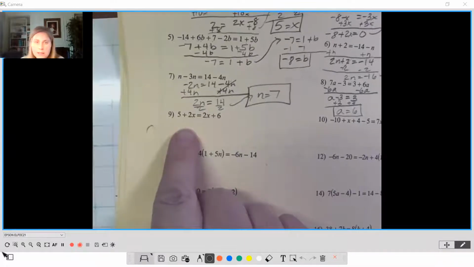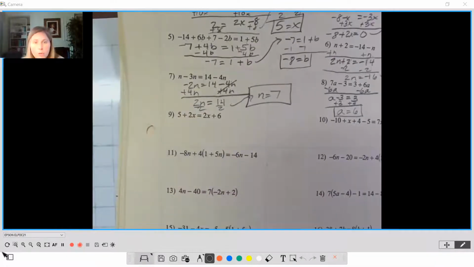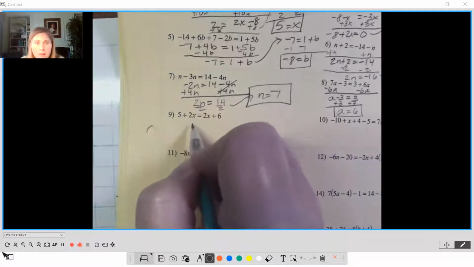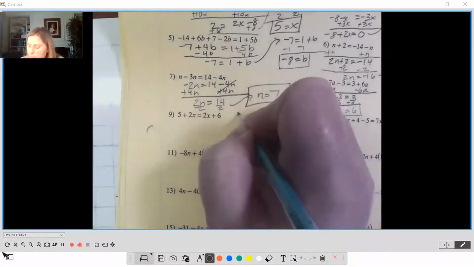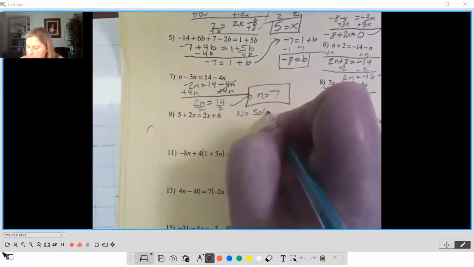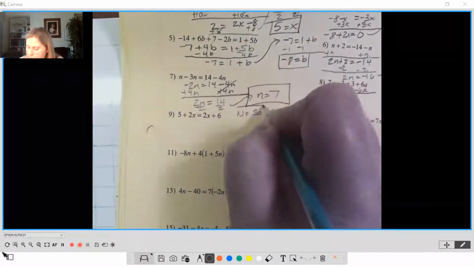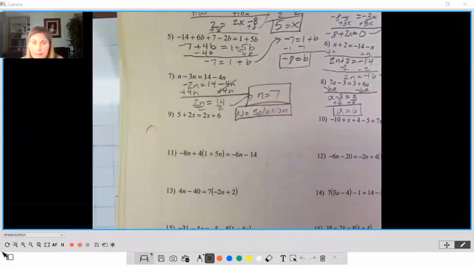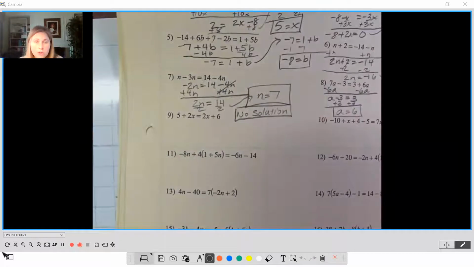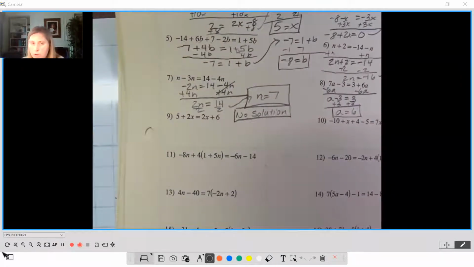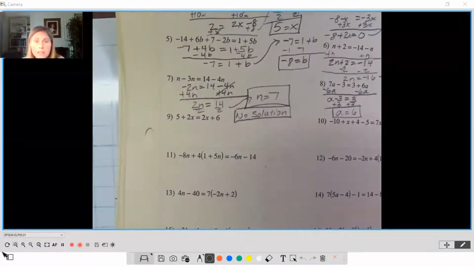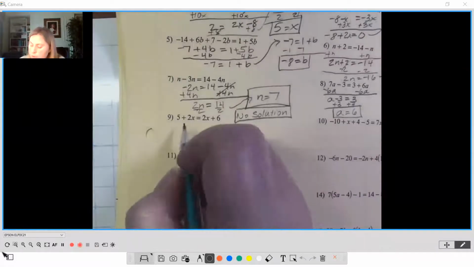Okay, so let's say that we just started working right away, and we didn't stop and think. This is no solution. Okay, that's our answer. But let's just say we didn't notice it right away. So what will that look like when we start solving it? Let's say we're taking a test, we didn't pause, we were trying to get it done. So this is what it would look like.